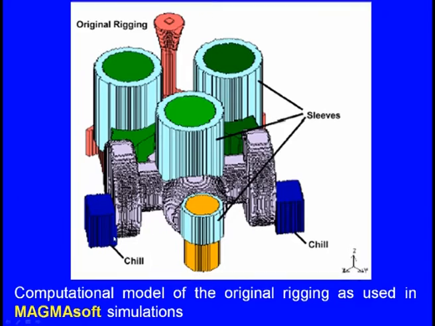Though it has several components, one component is the design of the risering and gating. So, using MagmaSoft, we can design the risering and gating. And this is an example using MagmaSoft, right. This is the computational model of the original rigging as used in the MagmaSoft simulation. You can see these are all the sleeves where sleeves are used, and here we are placing the chills, and this is the pouring cup and this is the sprue. It will successfully predict the design of the riser in different cases, when sleeves are used, when sleeves are not used, when chills are there, when chills are not there. Likewise, in different cases, it will successfully predict what the dimension or design of the riser should be.